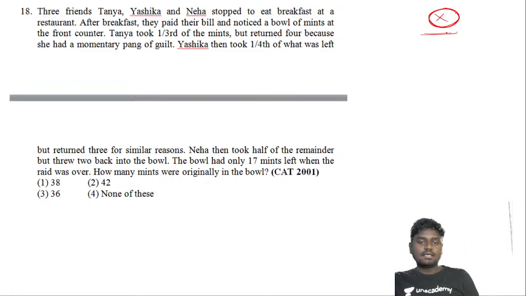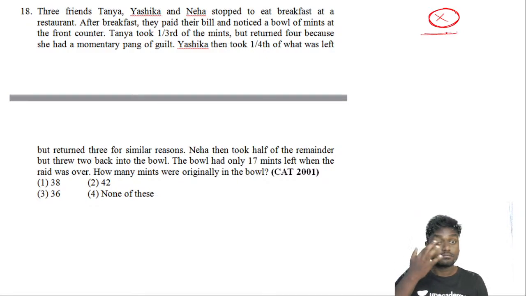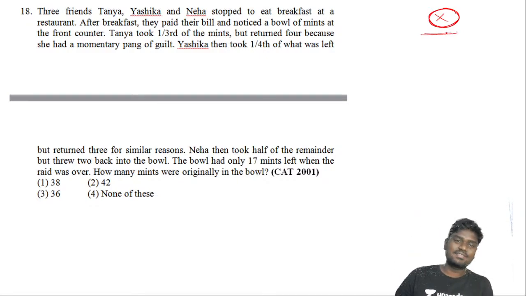So let me just try this question. Listen very carefully. You have 3 friends, Tanya, Yashika, and Neha, who stop to eat breakfast at a restaurant. After breakfast, they paid their bill and noticed a bowl of mints at the front counter.